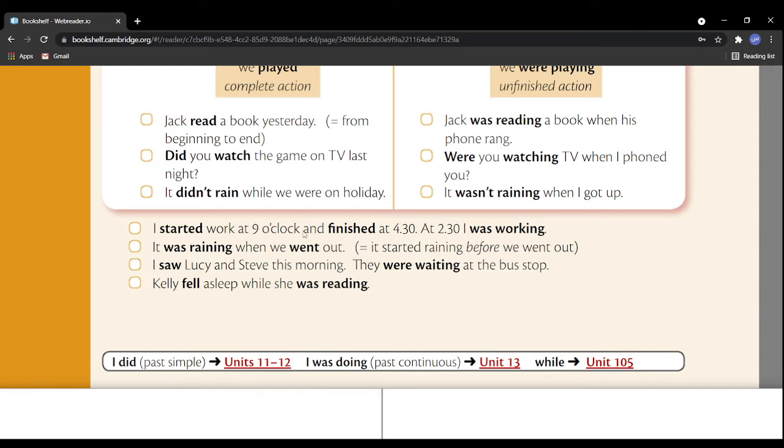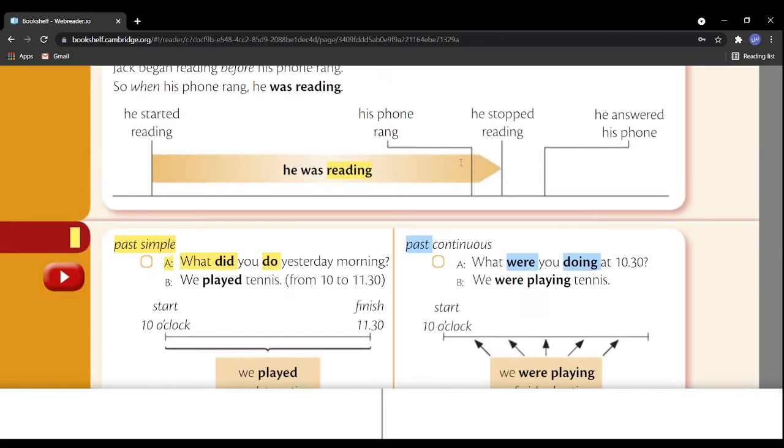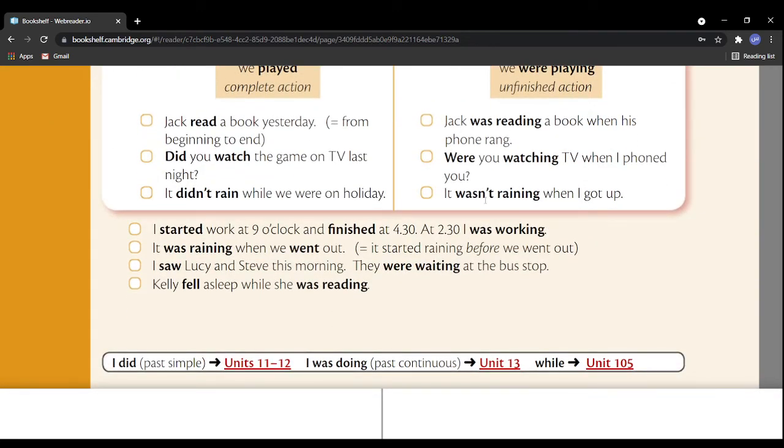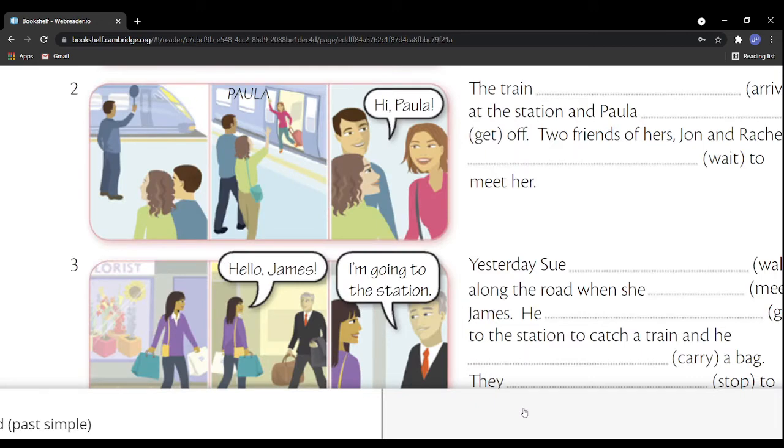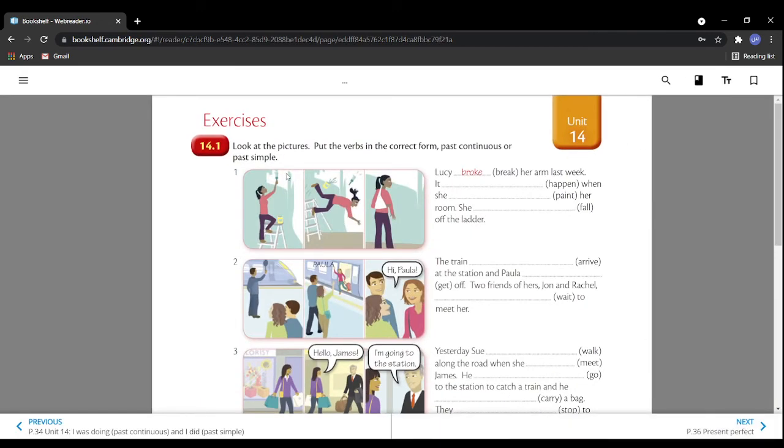Okay? These are all reviews of units so and so and so and so. So 11, 12 and 13 are all review of these in unit 14. Okay guys, let's see the exercises. I'll show you the answers just to make it easier for you and me as well. See here?